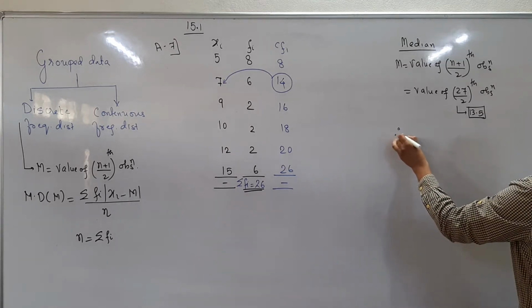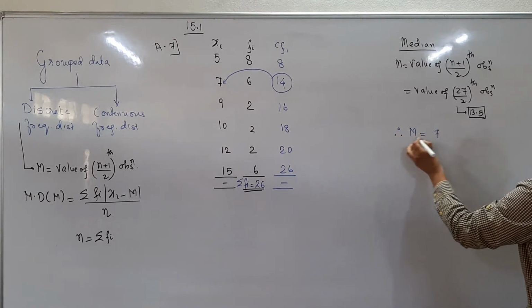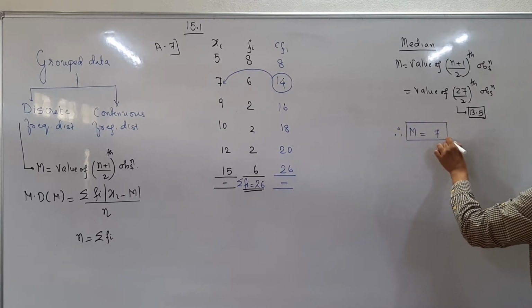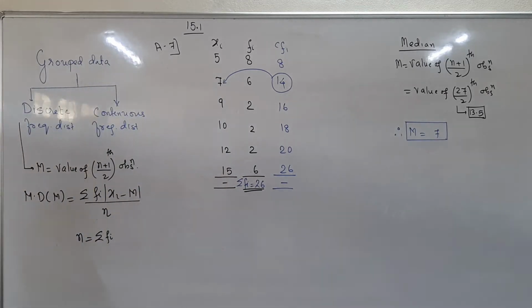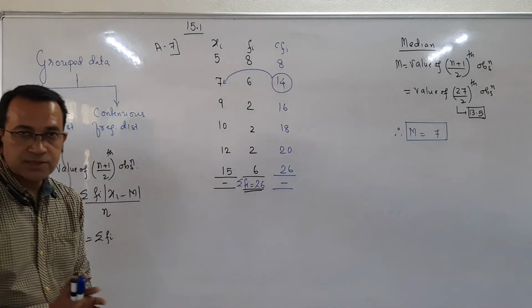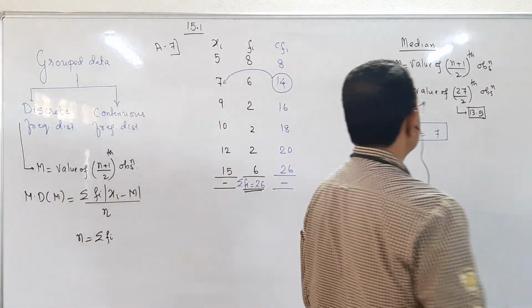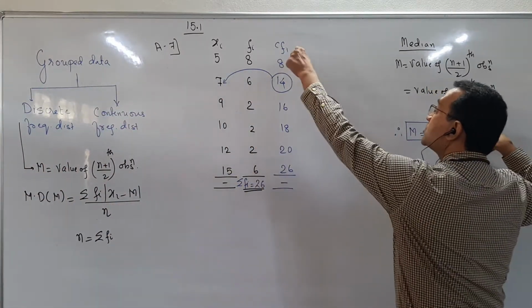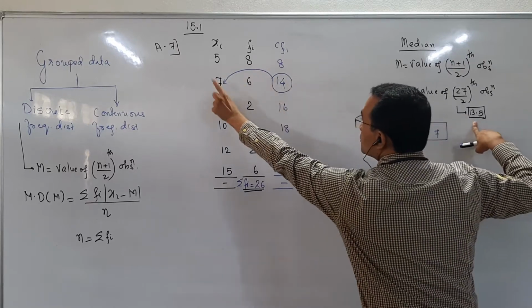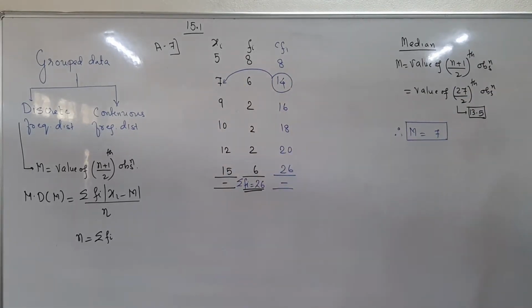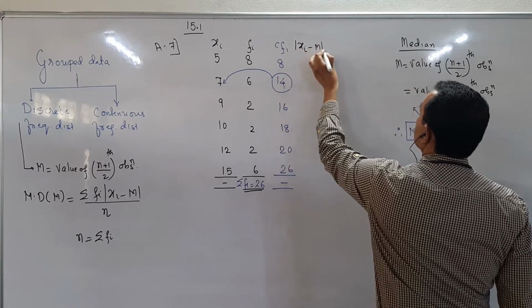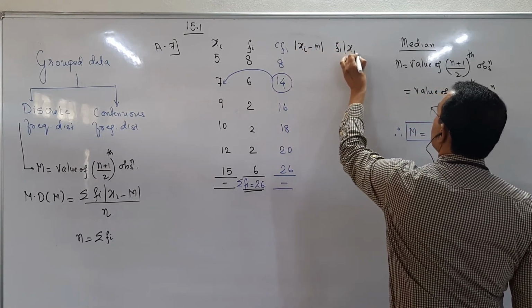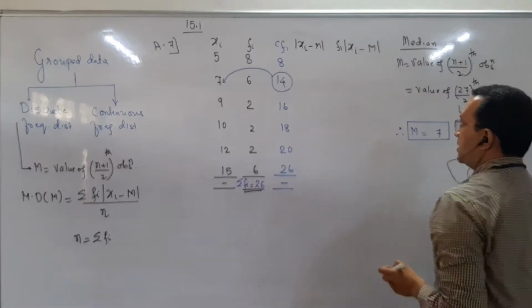So median M is equal to 7. This is very interesting. Whatever value we get as the value of (n plus 1) by 2th observation, that we have to locate in the column of cf, and corresponding xi will be median. So median is 7. Now make the columns of mod xi minus M and fi into mod xi minus M.